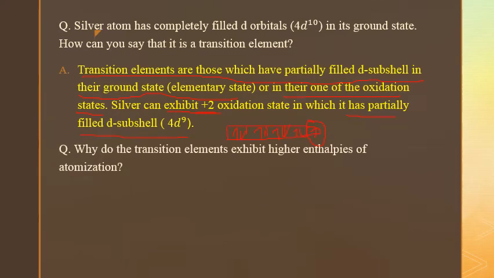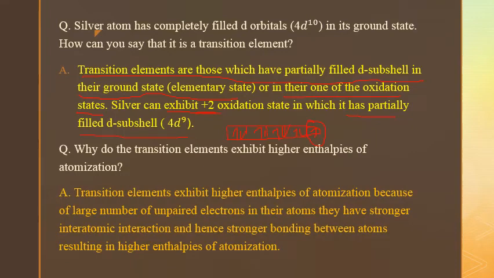Question second, or the next question: why do the transition elements exhibit higher enthalpies of atomization? The answer will be: transition elements exhibit higher enthalpies of atomization because of a large number of unpaired electrons in their atoms. As they have a large number of unpaired electrons in their atoms, they have stronger interatomic interactions as well.